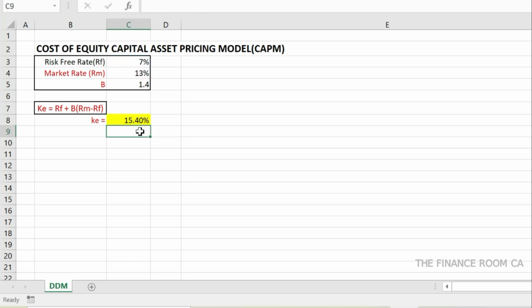So this is how to find the cost of equity using the CAPM model.